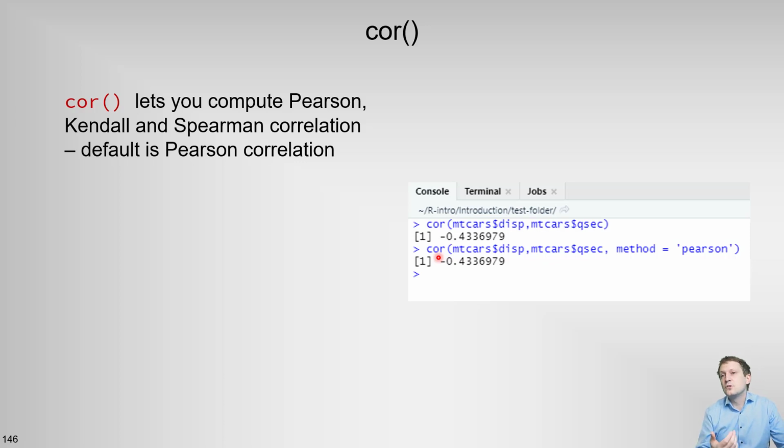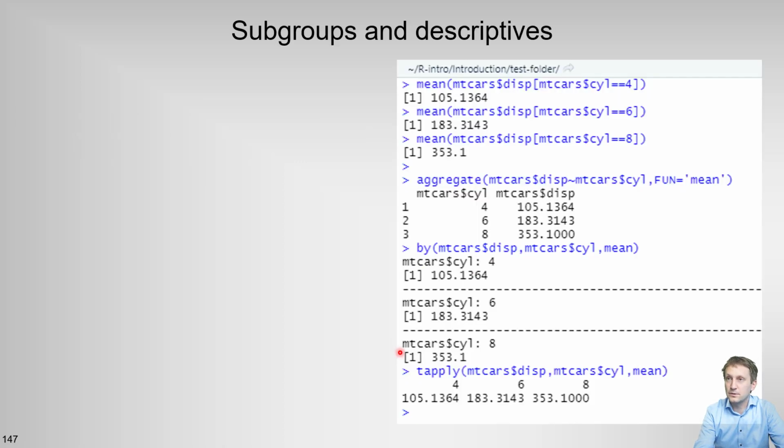Then cor lets you compute Pearson, Kendall, and Spearman correlation. By default, it will give you a Pearson correlation. That's probably what you want to use most of the time. If you wanted to know the correlation between displacement and quarter mile time, we see that there's a negative correlation. So larger displacement leads to faster quarter mile time, which makes sense. You can explicitly state the method should be Pearson, but that's what it defaults to. Then you can set that to Kendall or Spearman if you try to correlate ordinal variables.